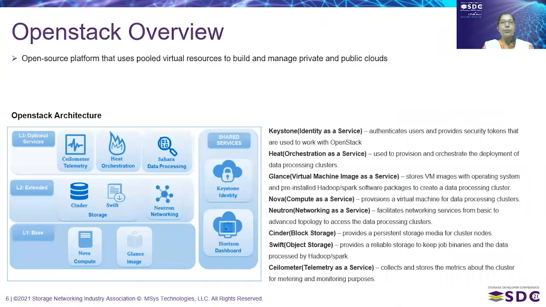So, OpenStack overview. It's an open source platform that uses pooled virtual resources to build and manage private and public clouds. This is the overall architecture of OpenStack, where L1 and L2 services are mandatory and the rest are optional. Nova is for compute, Glance for retrieving images, Cinder for persistent storage, Swift for object storage, Neutron for networking, Ceilometer for monitoring, Heat for orchestration, and Sahara for data processing. Apart from this, Keystone for authentication, Horizon for UI.